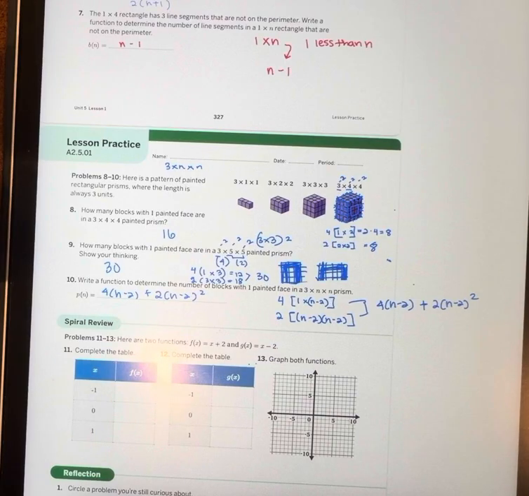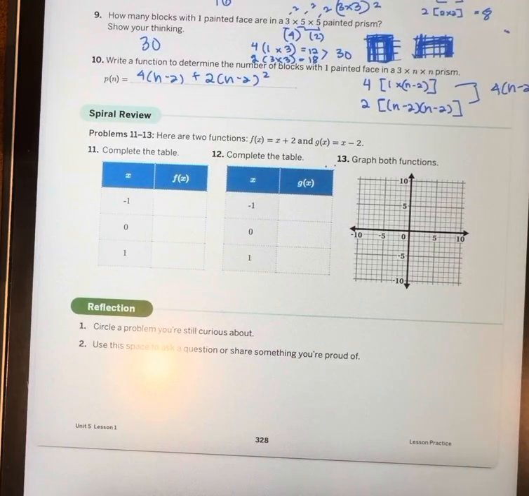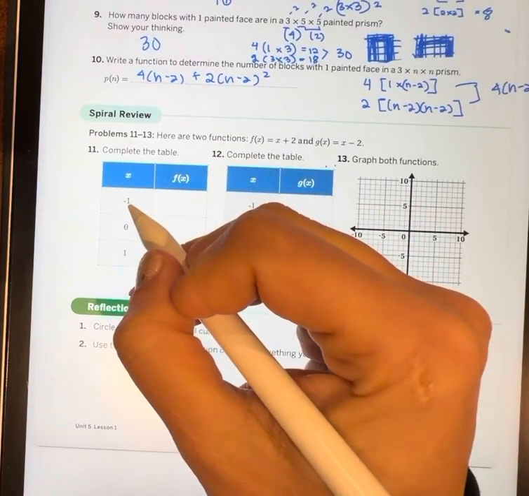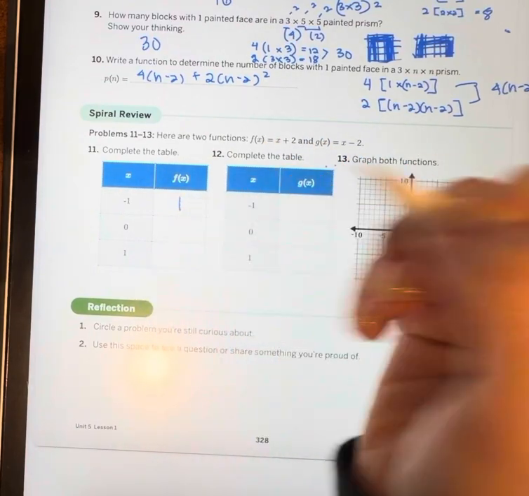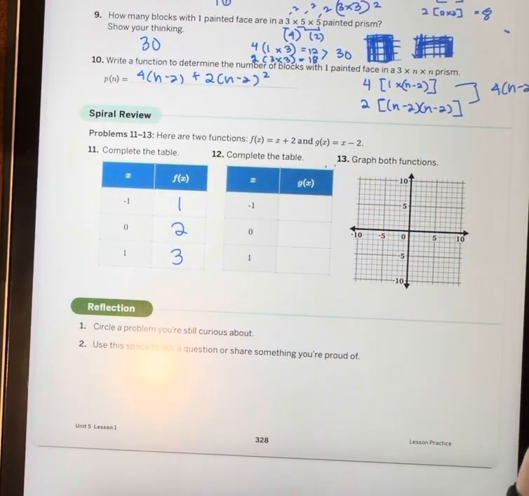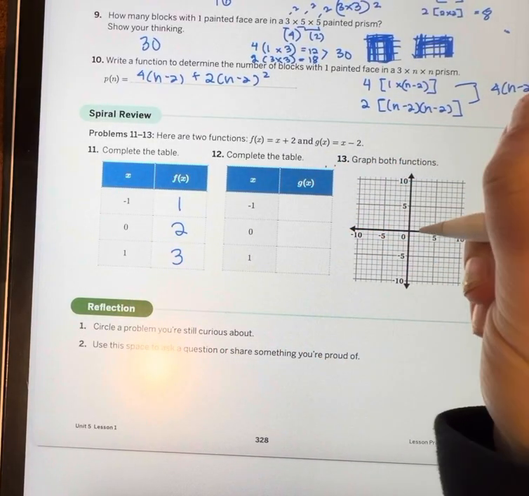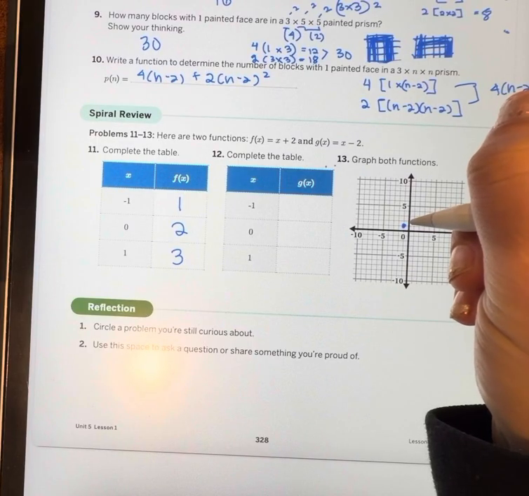And now we've got some spiral review going. Here are two functions, x plus 2 and x minus 2. Complete the table, graph both functions. Oh, this is good. I like it. Let's look at these two real quick. If I plug in a -1 here, -1 plus 2 is 1. 0 plus 2 is 2, and 1 plus 2 is 3. So there's the table. And I can graph this, -1, 1, 0, 2.